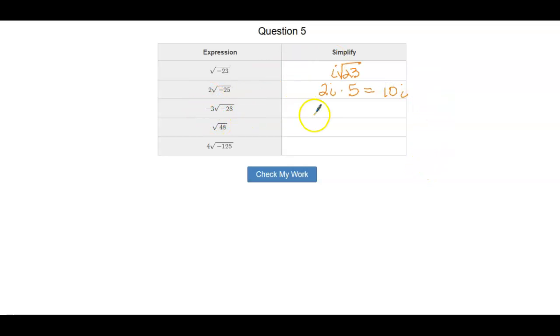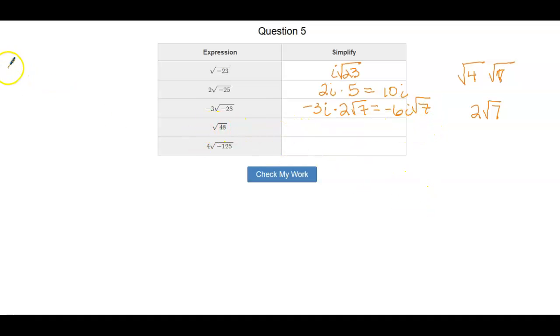For the third one, we have negative 3 times the square root of negative 28. That negative sign is going to turn into an i. And then for the square root of 28, the factor of 28 that is a perfect square is 4, and its paired factor is 7, so this would be 2 times the square root of 7. So we're going to take the negative 3 times the 2, which is negative 6i square root of 7.